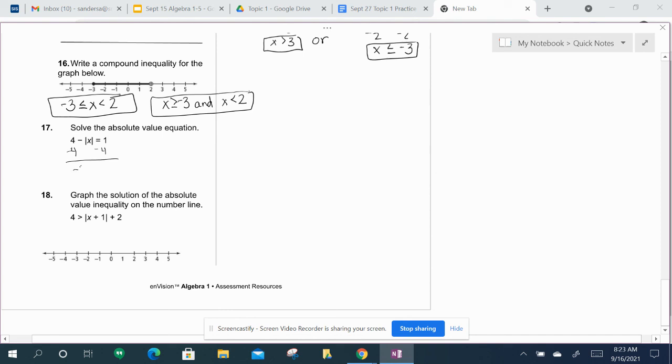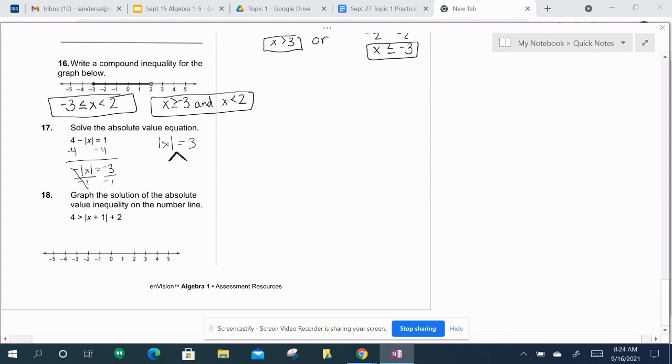I'm then left with a negative absolute value of x is equal to 1 minus 4, or negative 3. Now, we might think we've got that absolute value by itself, but there's still that negative out front. So I'm going to divide each side by negative 1 to get rid of that. Now I'm left with the absolute value of x is equal to a positive 3.